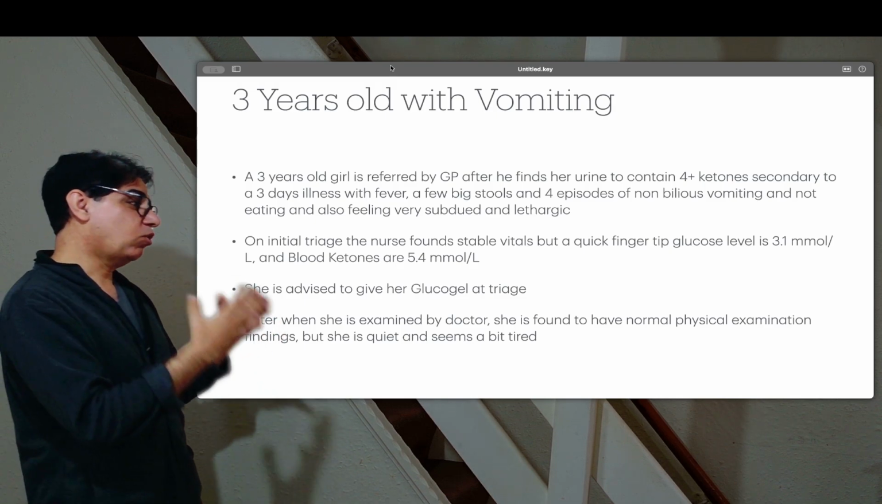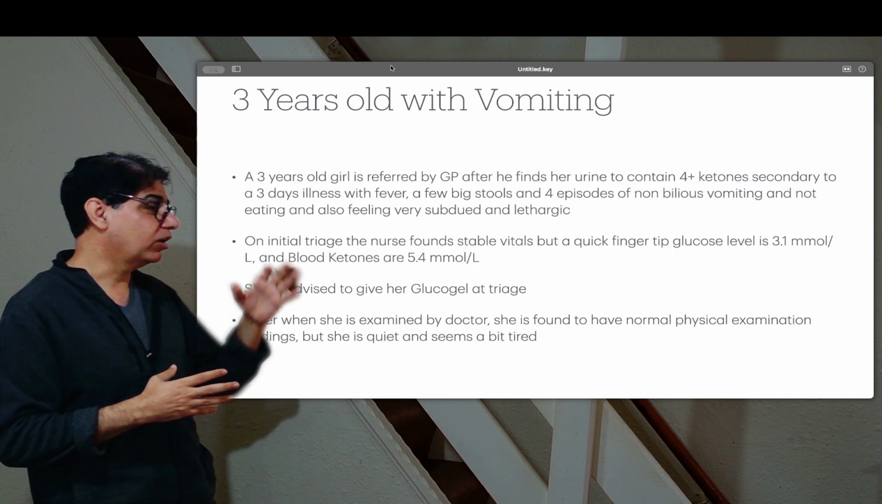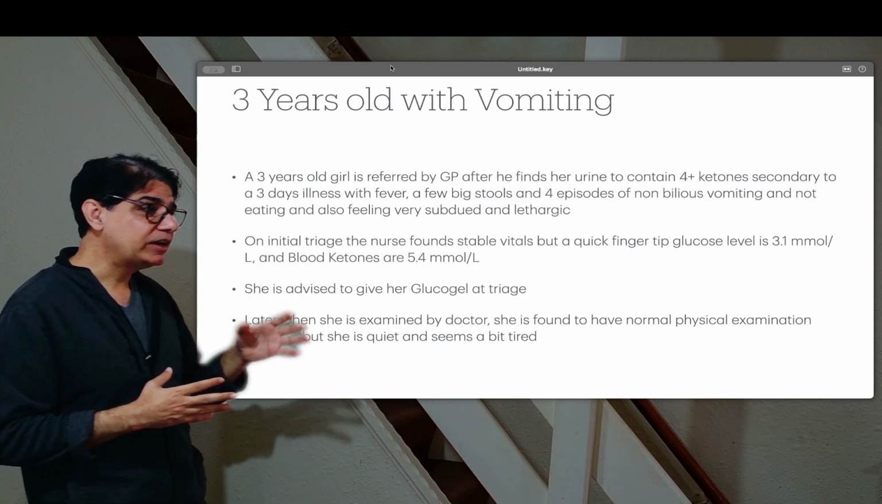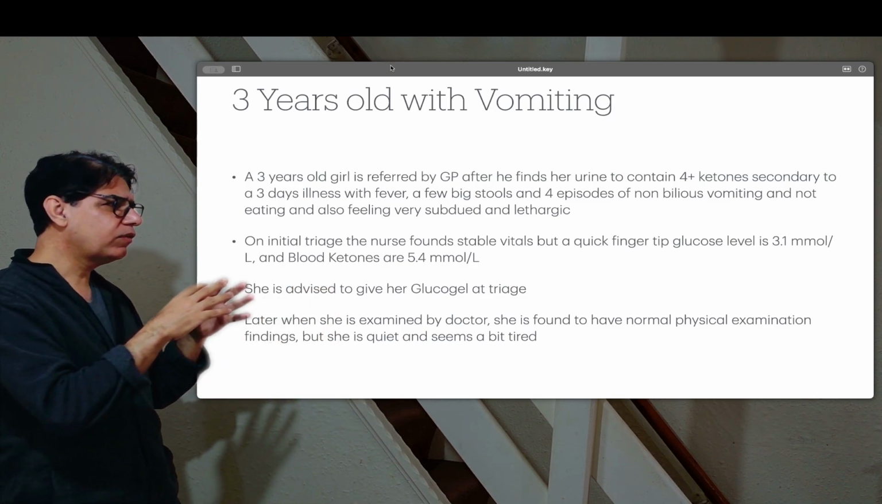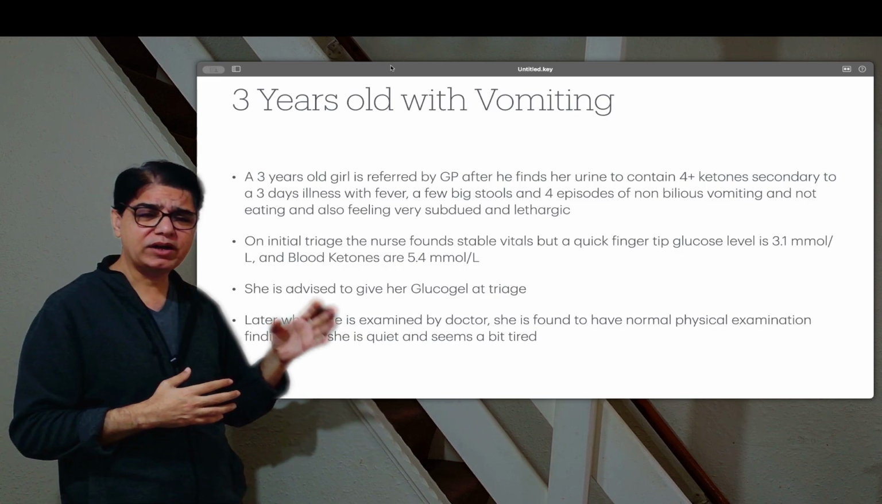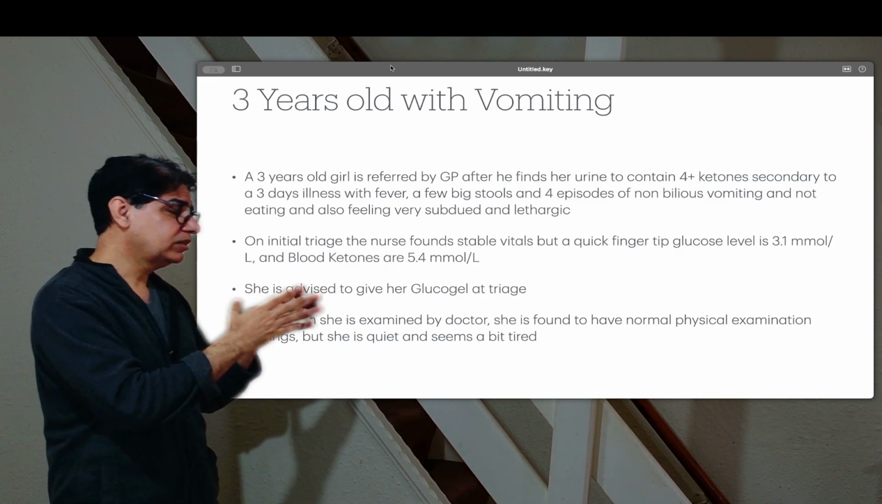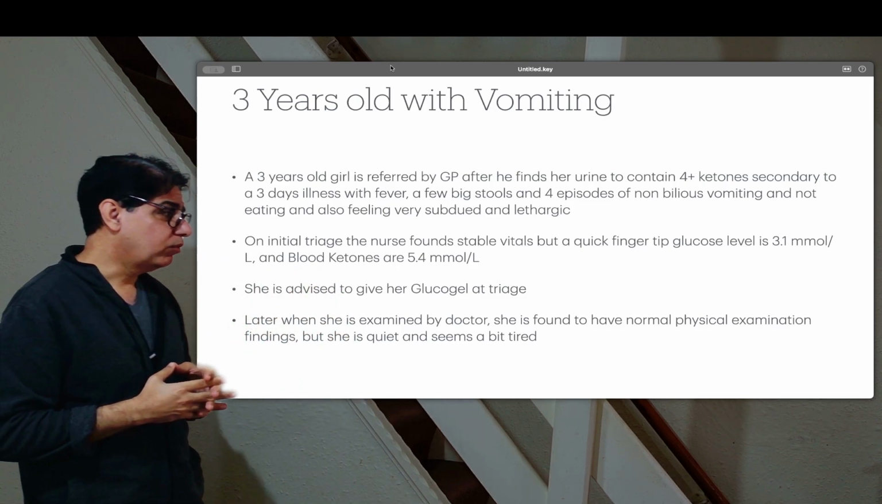So the GP thought that it might be a case of urinary tract infection, so he did an on-spot urine dip. What he found was that the urine contained 4 plus of ketones. So he could not confirm a UTI, but he was worried about why the urine was showing 4 plus ketones. So they advised the child and her parents to go to the A&E to get further worked up.